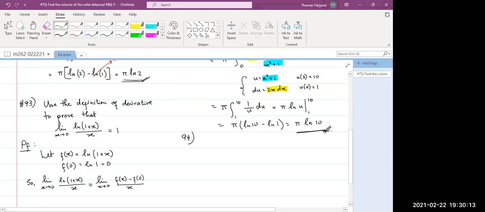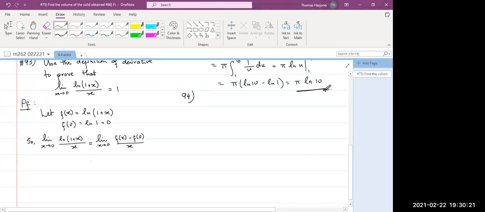Is it right? By definition, this is actually the derivative of f(x) at 0. Now the derivative f prime of x equals 1 over 1 plus x, which at 0 is 1 over 1 plus 0. That equals 1. So we are done.